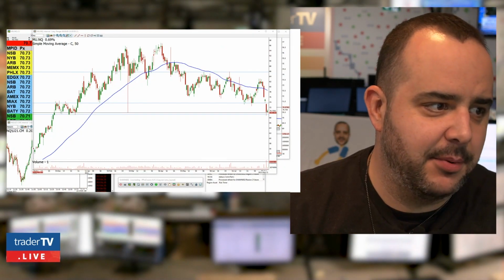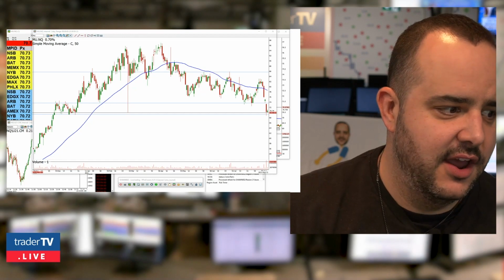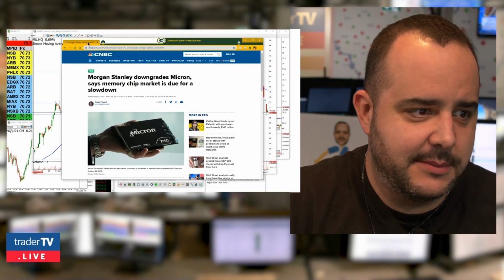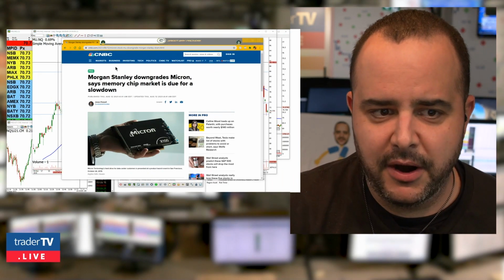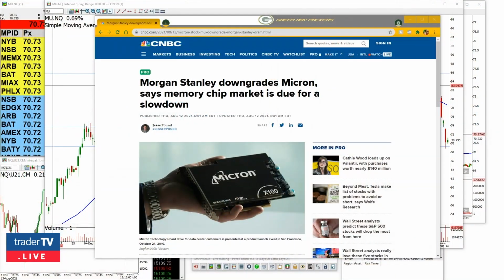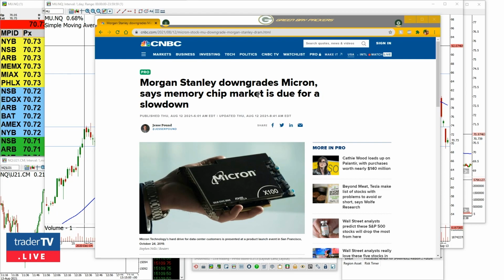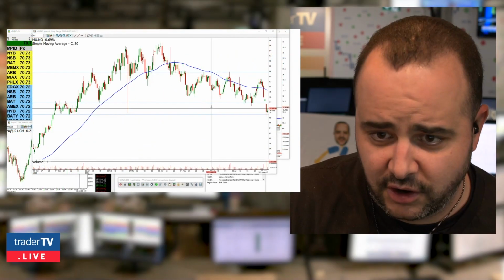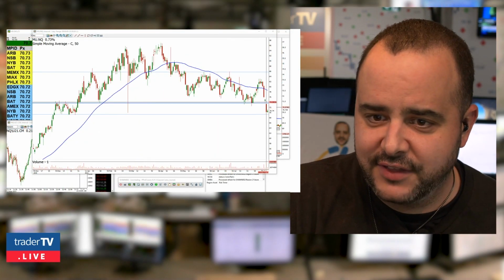So I have an example right away for a catalyst that I think is going to work out nicely for us. And that's on Micron, and I'm just using the same examples over and over again, so bear with me. This is what created that move to the downside for Micron. Morgan Stanley comes out, they downgrade Micron, and say the chip shortage is due for a slowdown. So that's going to be the catalyst for this Morgan Stanley trade with Micron. The catalyst is the downgrade. So that comes right here.